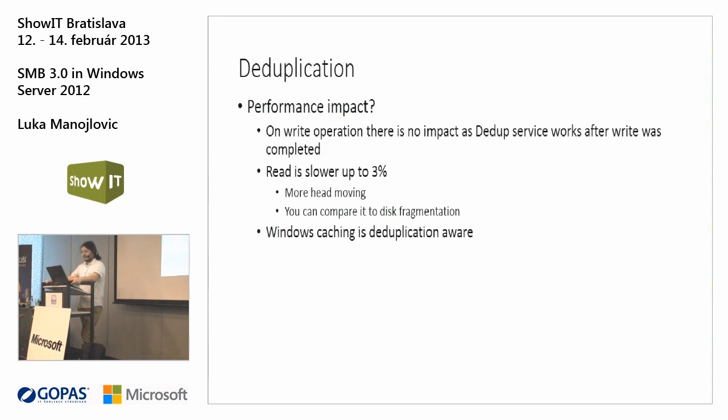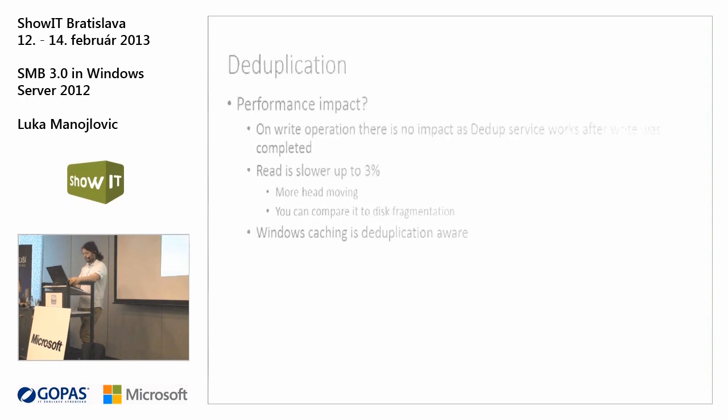Performance impact on write operations: there is no impact because deduplication is a post-write process. Read is slower by up to 3%. More head moving, you can compare this with defragmentation, well, with fragmentation, in fact. And Windows caching is deduplication aware.